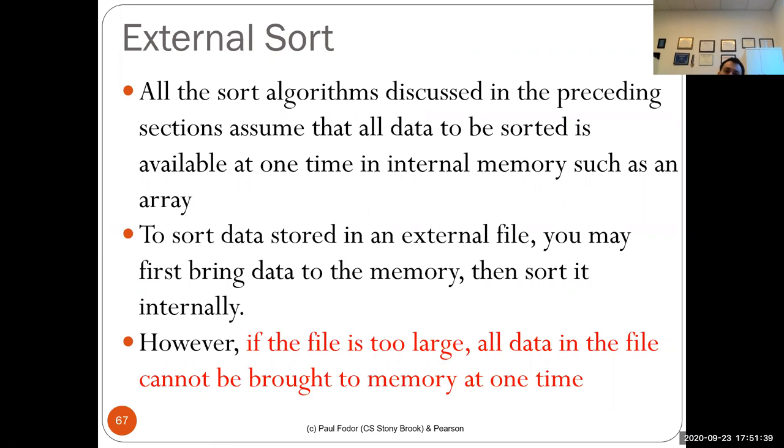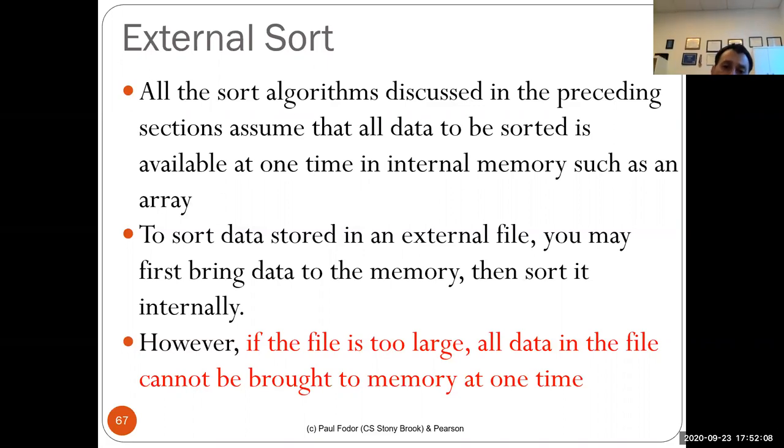External sort. All of the algorithms that we discussed in the preceding sections, the data has to be entirely available in memory. So we have to store it as an array. But what do you do when you have a huge file that you cannot bring into memory and sort it? Let's say that you have a file of a billion elements or a trillion elements, a lot of elements, you cannot store them.